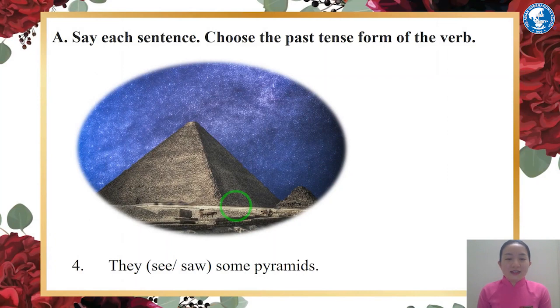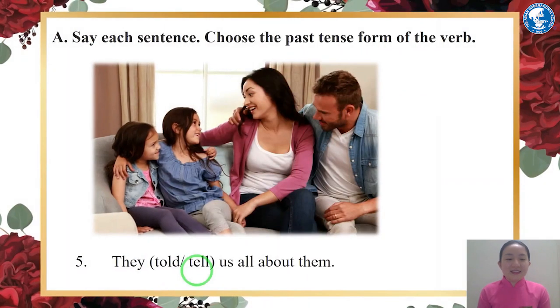Number 4. They see or saw some pyramids. My answer is saw. Very good. Next. Number 5. They told or tell us all about them. The answer for number 5 is told. Perfect.